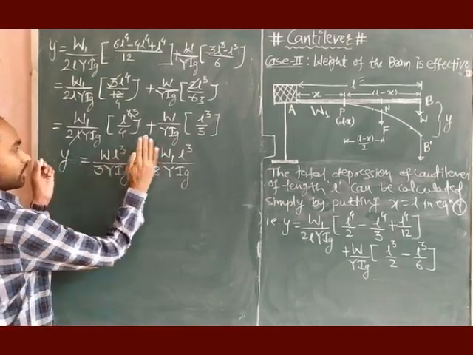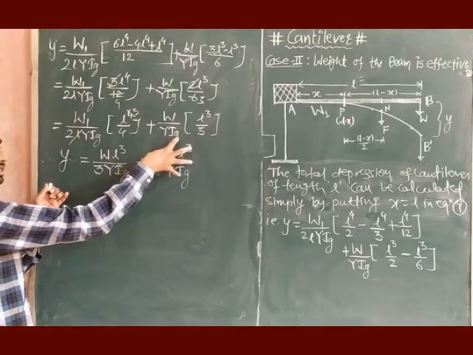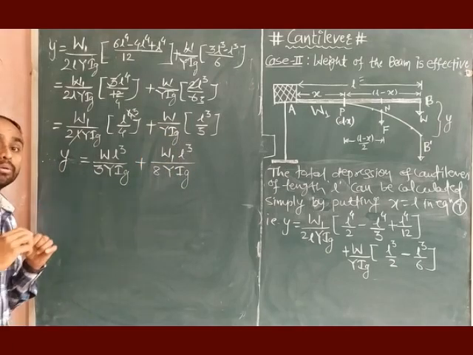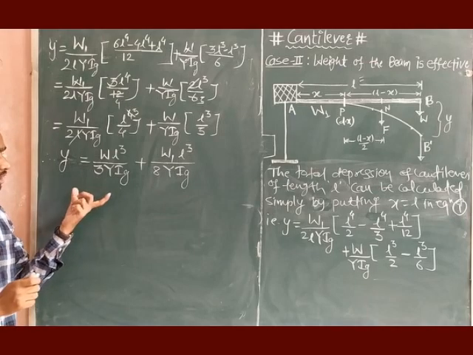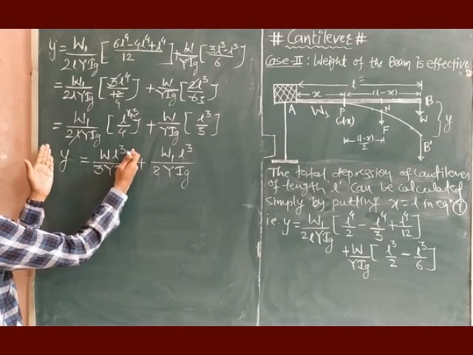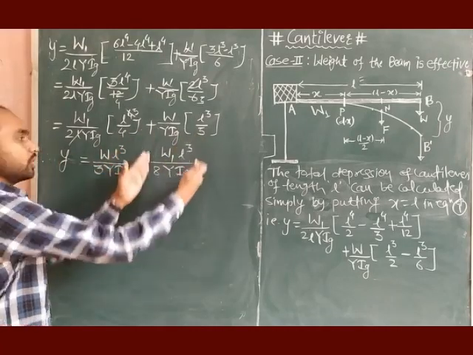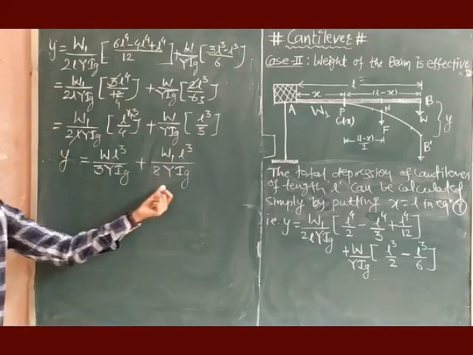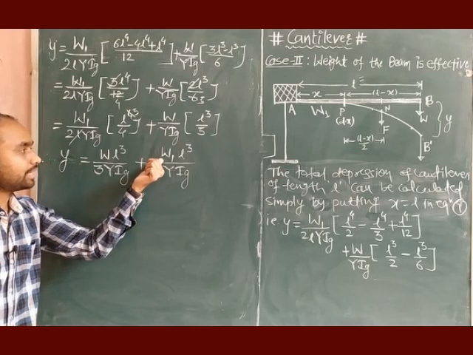And whatever we got, if we just ignore this, this is what our previous video answer was. But this new additional term we got is due to the weight of the beam W1. So that means whatever we got is the first term related to our first case, and additionally we got something, and that is due to the weight of the cantilever. So this much is the depression contributed by the weight of the cantilever.